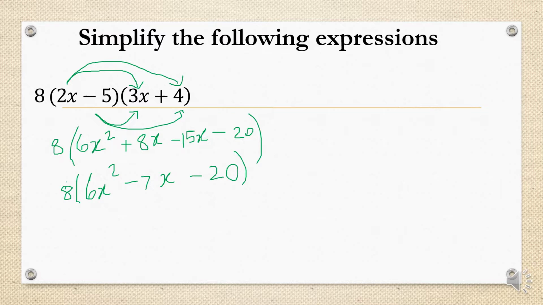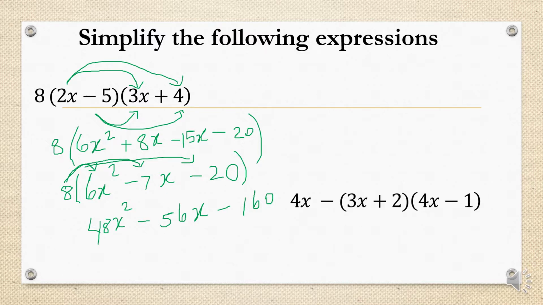I have a number outside, so how do I work it out? I'm going to multiply the 8 by each term in the bracket. Okay, so it's going to be 8 by 6, which will give us a total of 48x squared. Then we're going to have a plus by a minus is a minus. 8 by 7, which is going to give us a total of 56x. A plus by a minus is a minus. We have 8 by 20, and that's going to give us a total of 160. And this is how we simplify this.